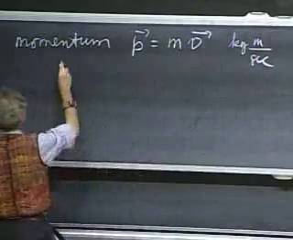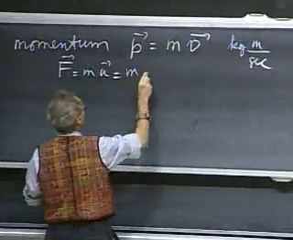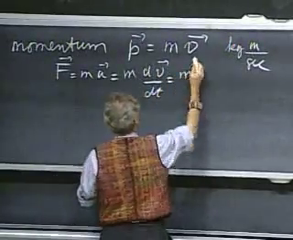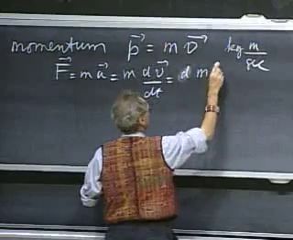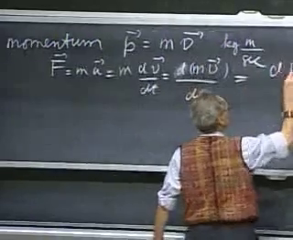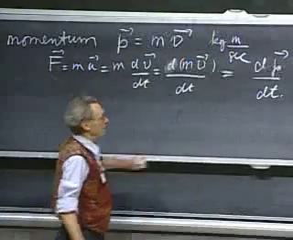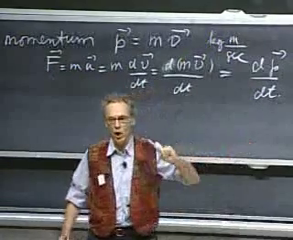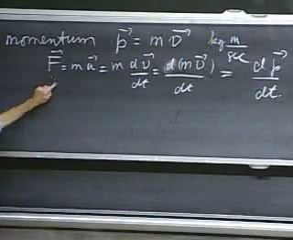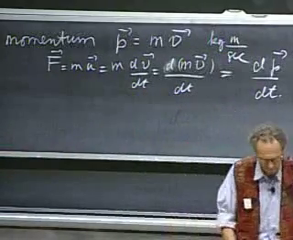F equals ma. That equals m dv/dt. That equals d(mv)/dt. And that equals, therefore, dp/dt. So what you see, the force is dp/dt. And what that means is, if a particle changes its momentum, a force must have acted upon it. It also means if a force acts on a particle, it will change its momentum.